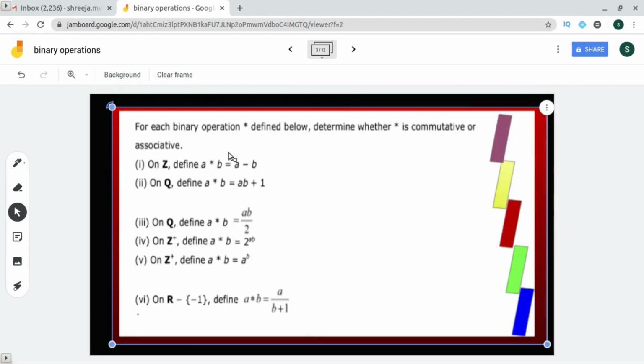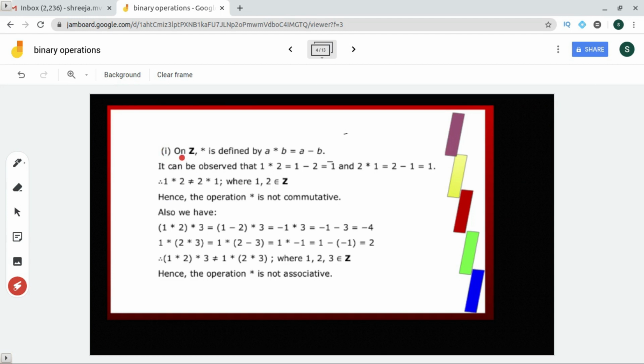Here we have a problem. For each binary operation defined below, determine whether star is commutative or associative. On Z, define A star B equal to A minus B. On Q, define A star B equal to AB plus 1. On Q, define A star B equal to AB by 2. On Z plus, define A star B equal to 2 raised to AB. On Z plus, define A star B equal to A raised to B. On R minus {-1}, define A star B equal to A divided by B plus 1.